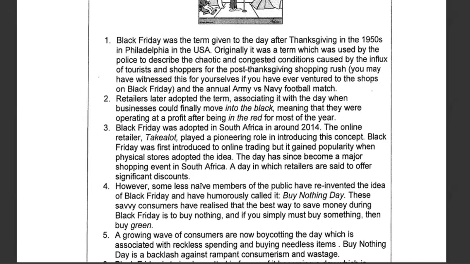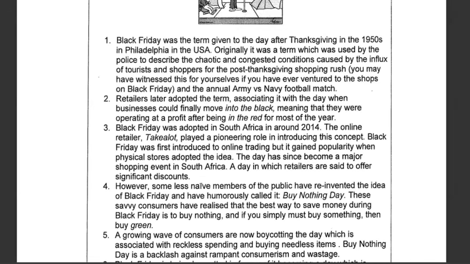Black Friday was adopted in South Africa in around 2014. The online retailer Takealot played a pioneering role in introducing this concept. Black Friday was first introduced to online trading, but it gained popularity when physical stores adopted the idea. The day has since become a major shopping event in South Africa, a day in which retailers are said to offer significant discounts. However, some less naive members of the public have reinvented the idea on Black Friday and have humorously called it Buy Nothing Day. These savvy consumers have realized that the best way to save money during Black Friday is to buy nothing. And if you simply must buy something, then buy green.